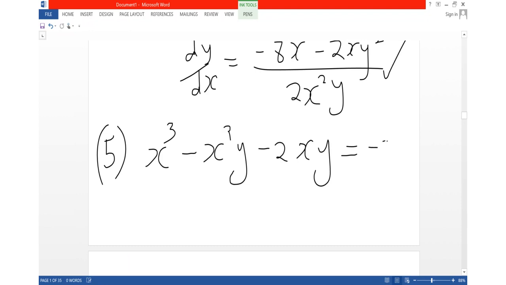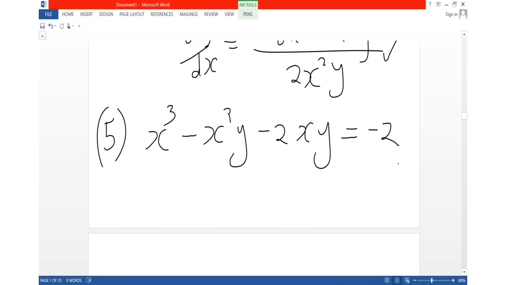The final example that I'm doing is this one now. x to the power 3 minus x squared y minus 2xy. Now this one is possible to make it, let this one be squared like that. The final example that I'm doing is this one: x to the power 3 minus x squared y minus 2x squared.